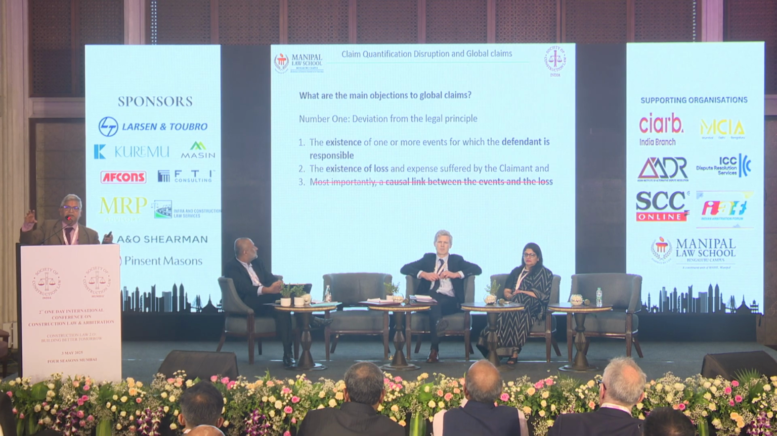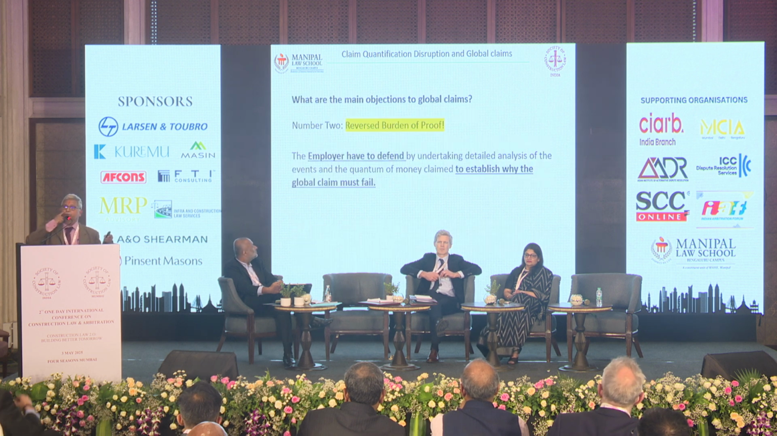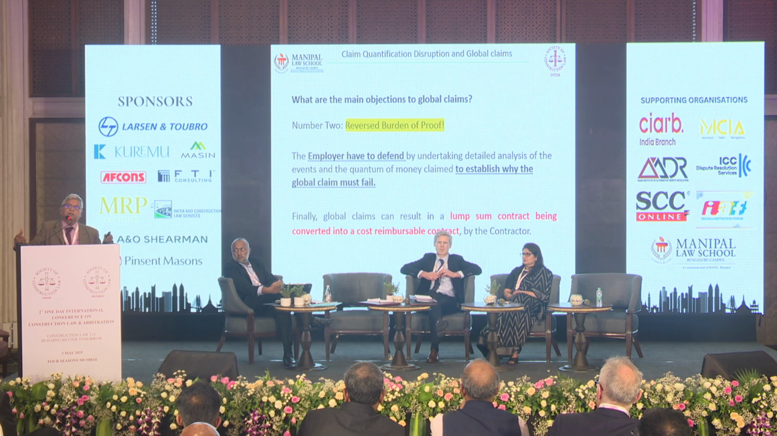The events are there, the money is lost, but there is no real connection between that. It is not being proven well. That's the first problem. The second problem is reverse burden of proof. What the contractor is trying to tell is, I lost money, you have to pay me, you prove me wrong if that is not the case. So I don't think any employer is going to be interested to prove that the contractor was wrong claiming for a global claim. So the third one, you are making the lump sum contract into a cost plus contract.